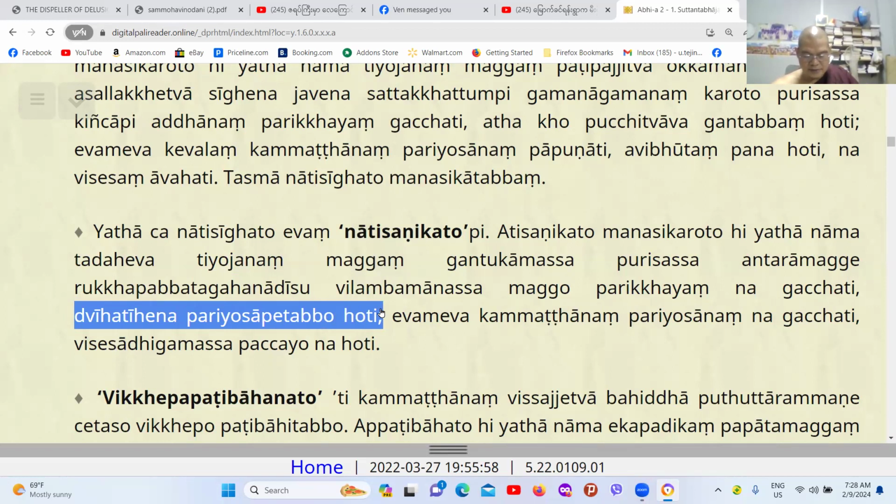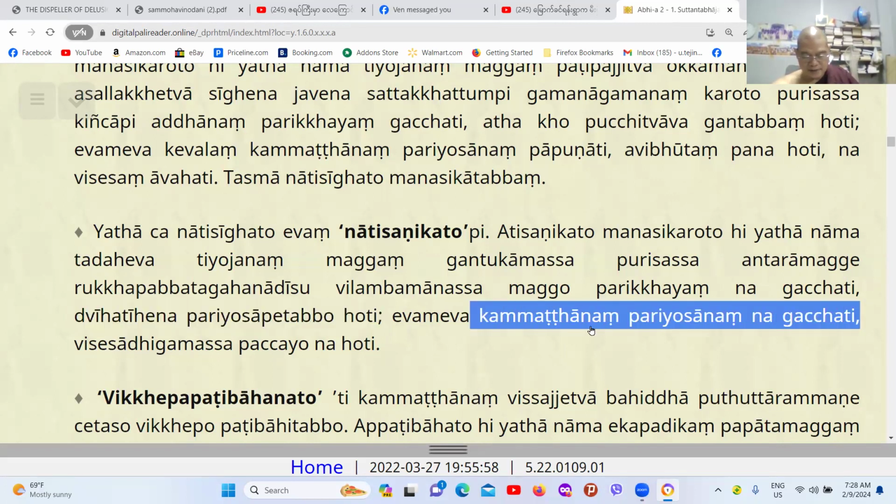The same thing is true for the yogi who reflects on the 32 parts of the body in a very slow manner. He will not accomplish the Kammatthana. That method cannot be the condition for the attainment of the jhana.